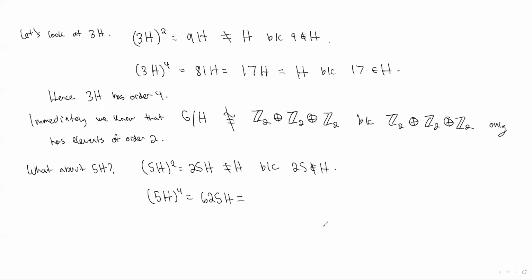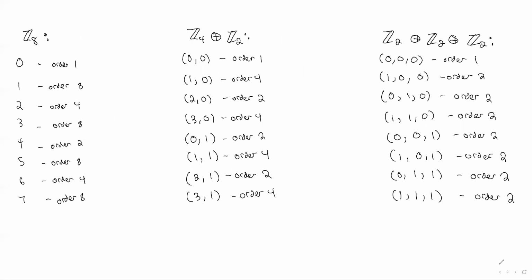So 640 would be a multiple of 32. So this is 17. Good. So it's 17H, which is equal to H because 17 is an element of H. So 5H has order 4 as well. We still don't know which group it is though, because both Z8 and Z4 plus Z2 have at least 2 elements of order 4. But we'll just keep chugging along and hopefully we'll notice a difference between them eventually. We'll find something that tells us which group it is.